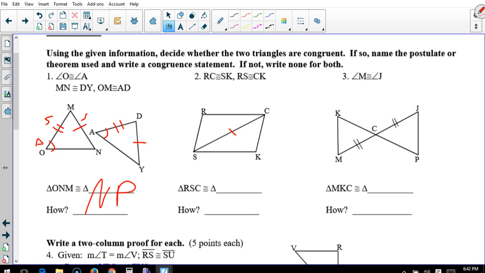Immediately I know that's equal to itself. I also know RC is congruent to SK. So I use 2 lines there. And RS is congruent to CK. So what do I have? Side, side, side. Now, RSC. I start at R, go down highway 3, across the middle, diagonal. So I'm going to start at K, highway 3, across the middle. K, C, S.